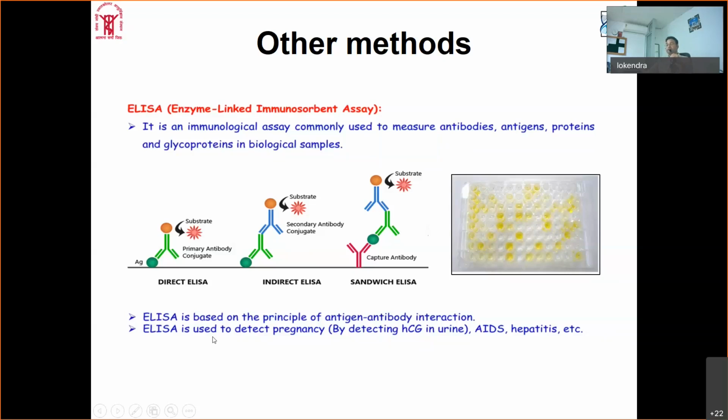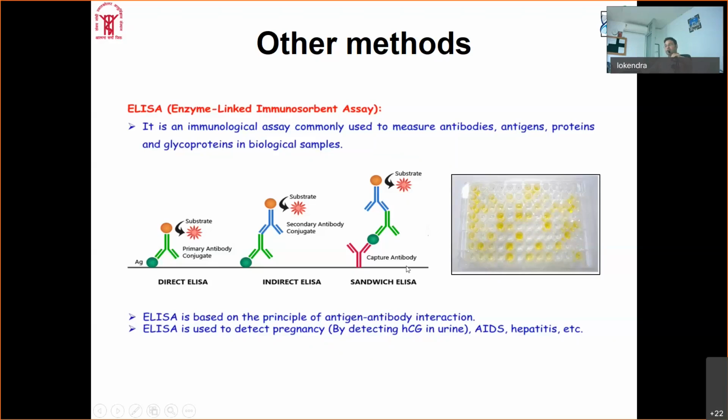Nowadays there are so many kits available. In fact, for COVID also there are various ELISA kits available that can detect IgG or IgM type of antibodies. IgM is the first responder, and then IgG will be retained for a longer period of time as a memory.